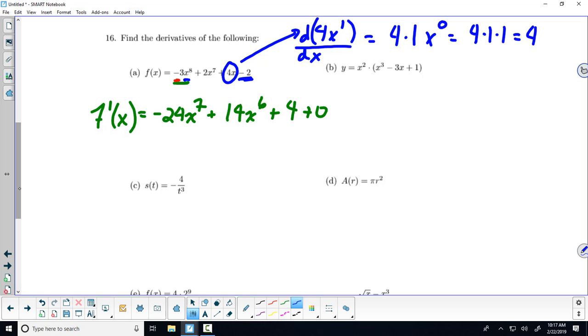Any questions about how, for instance, how did I get 14 here? 2 times 7. The 2 came along for the ride, right? The constant 2 just came along for the ride. Then I brought down the exponent of 7 and multiplied it to that 2. And then I subtracted 1 from the power of x.